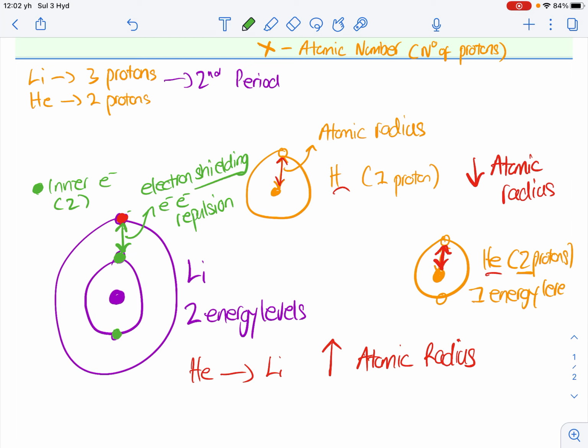Now with lithium, we only have 2 inner electrons or 2 shielding electrons. So this effect isn't huge. But as you start to go down further in group 1, this effect of electron shielding or electron-electron repulsion becomes more and more prominent. The main cause of lithium's atomic radius being so much bigger than helium is because we've got an additional energy level being added.